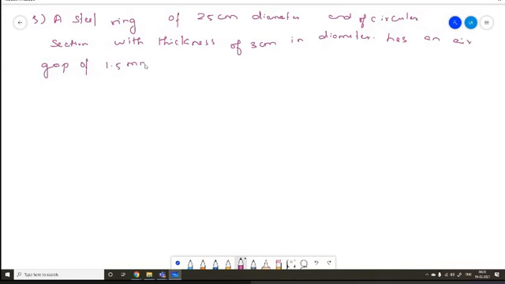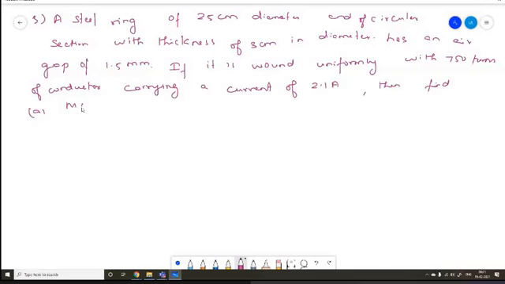Air gap 1.5 mm. If this is wound with 750 turns of conductor carrying current of 2.1 amps, then find the following: mmf.